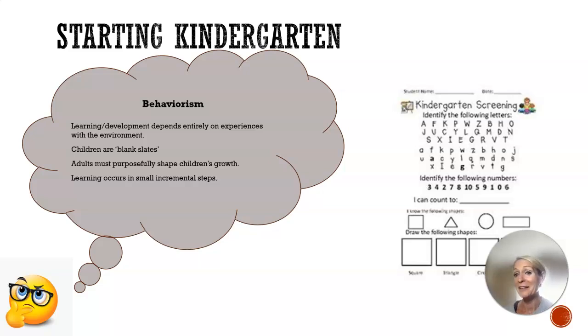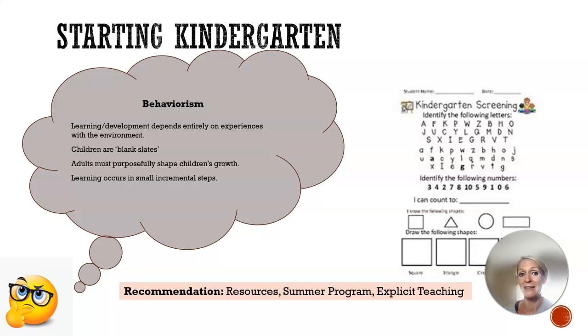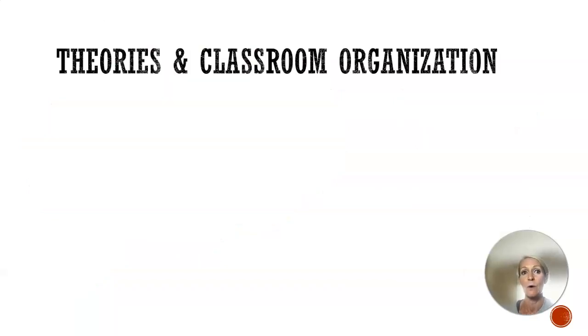Well, they're going to give a completely different recommendation based on this theory. They're going to say this child needs resources, maybe a summer program with some explicit teaching where they are learning these concepts. They're exposed to these things because it is all environmental, and they believe that will help prepare them for that first day of kindergarten. So as you can see, theories really matter because they guide our decision making, and they really do impact children and their experiences with school.